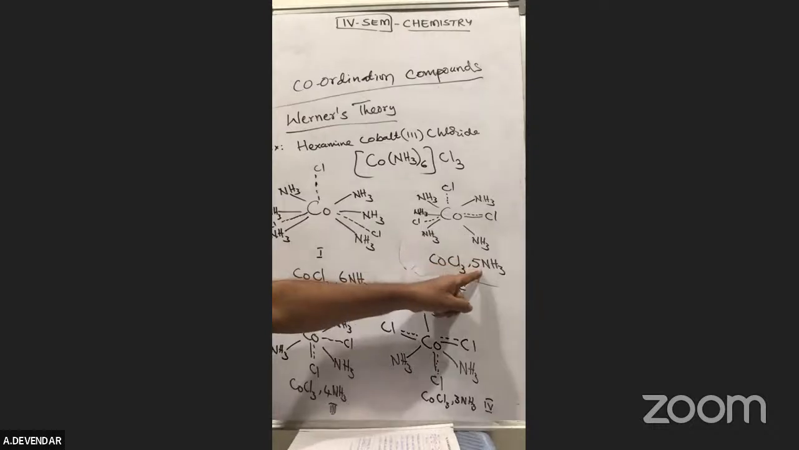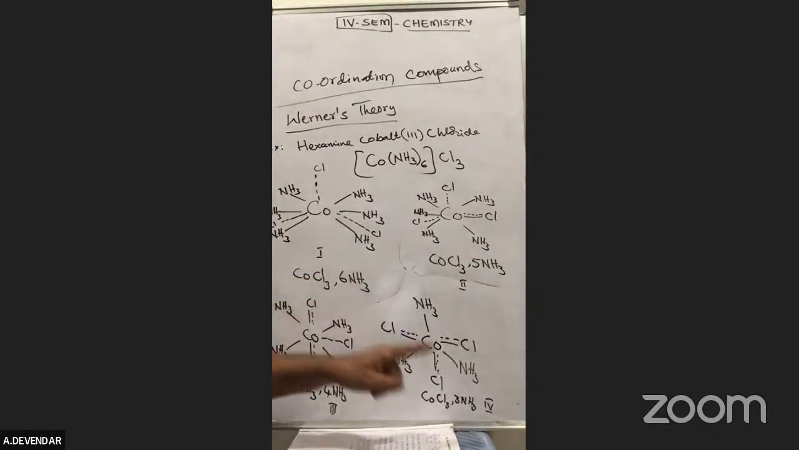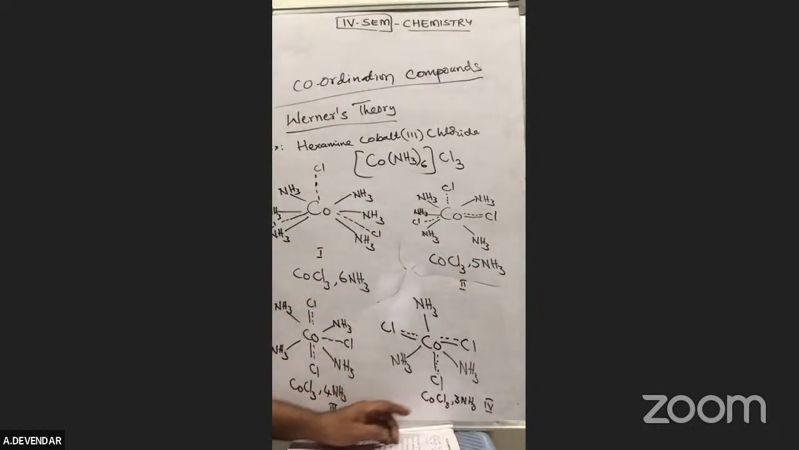In the examination, what can you write? Nothing else, you only have to draw these four structural formulas. Every time one ligand is reducing. Here 6 ammonia, here 5 ammonia, here 4 ammonia, here 3 ammonia structures are there. These are all explained by Werner's theory.